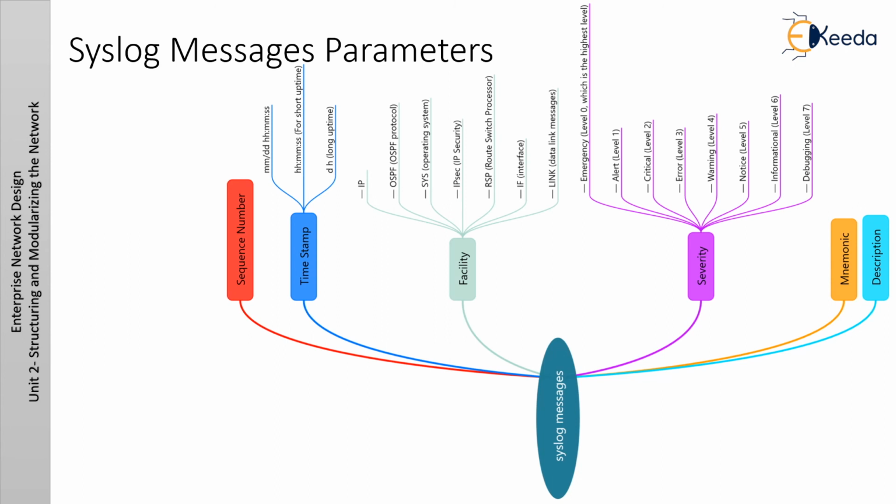Syslog message parameters. So there are several styles of writing. First thing is the sequence number. This appears in the syslog message if the service sequence-numbers global configuration command is configured. Now come to timestamp. Timestamp is written in different formats. For long uptime it is day and hour. For short uptime it is hour, minute and second. And by default it is month and date with time. So this is how the timestamp can be used.